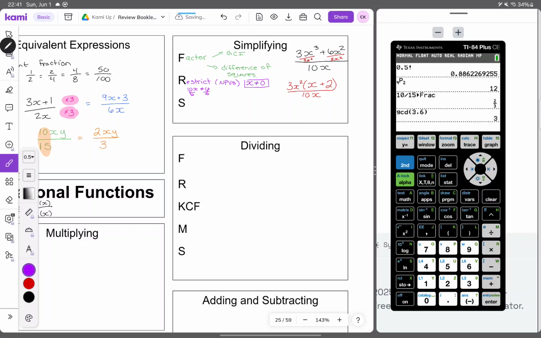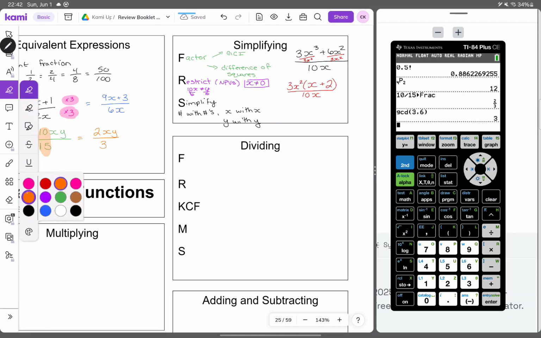Once we have our restriction, then we can simplify. And when we simplify, we always simplify numbers with numbers. We do x's with x's. And if we have them, we do y's with y's or whatever variable we have.